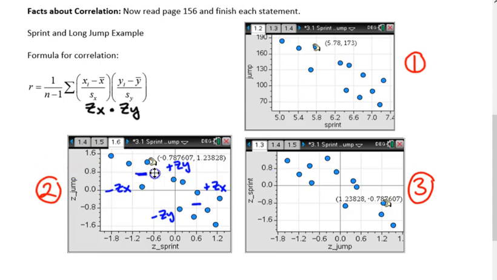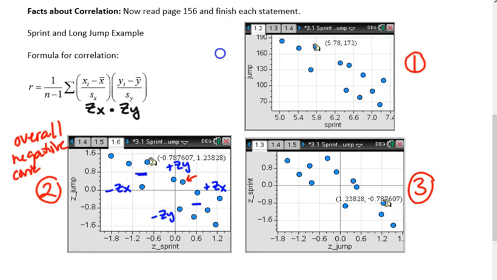For every point on the scatter plot, I get negative numbers when I multiply these two together, except for this one point right here. I would get a positive value when I multiplied these two z-scores together because they're both positive. So overall, if I multiply each of these and get negative numbers and add them all together, I'm going to get a negative number for R. So we see an overall negative correlation here.